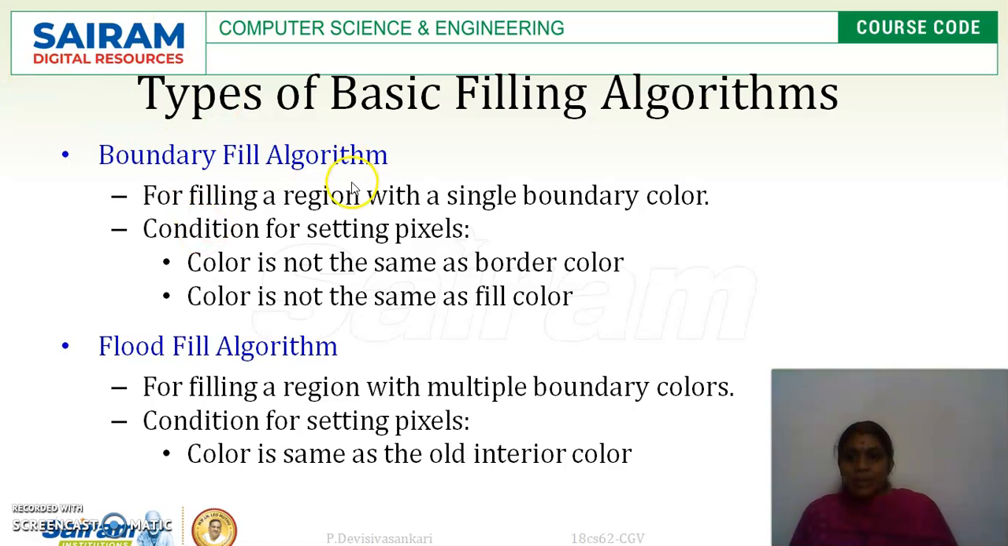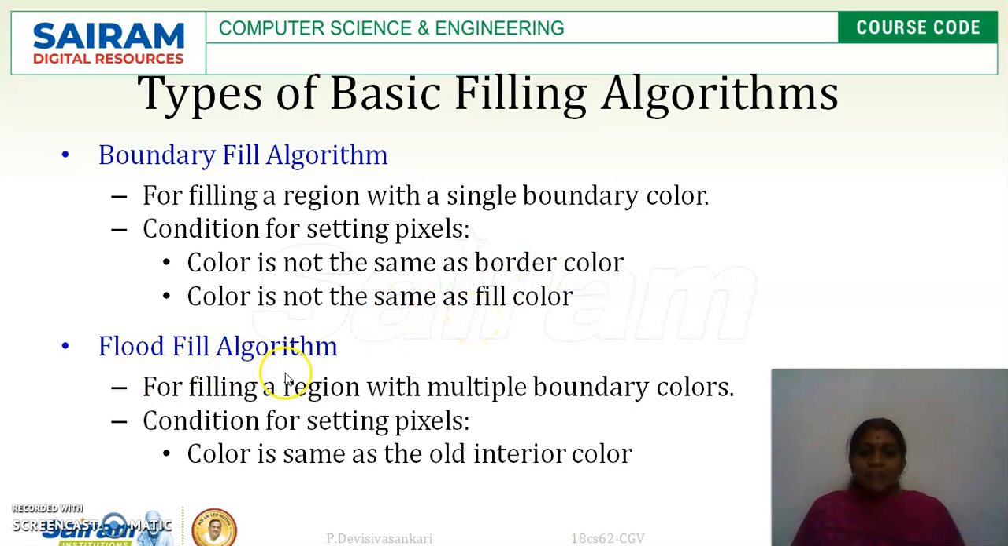The boundary fill algorithm is used to fill the region with a single boundary color. So the region inside the polygon will have one color, and the boundary will have a different color. Here we are using two conditions for setting the pixel, so the border color will be different, as well as the inside fill color.